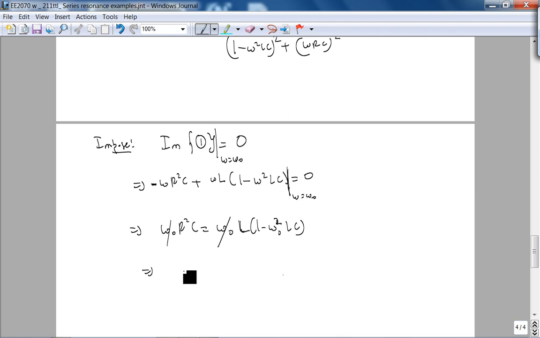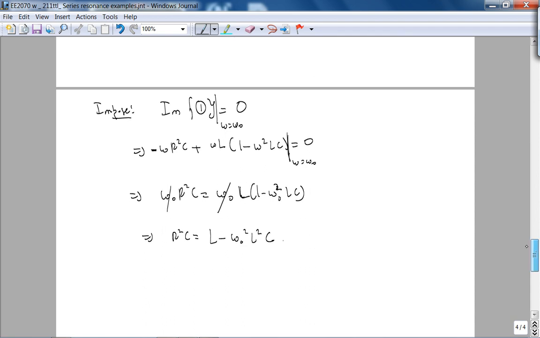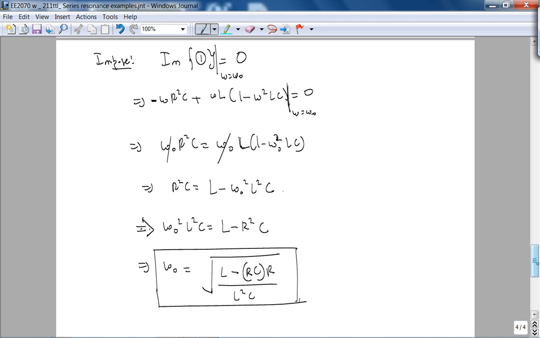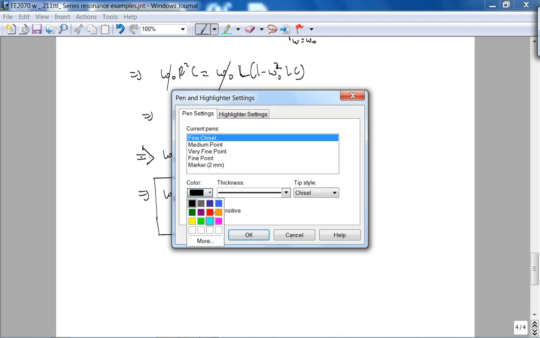So basically what we get at the end is R squared C equals L minus omega naught squared L squared C. Therefore, omega naught squared L squared C is L minus R squared C. This implies omega naught is the square root of L minus R squared C over L squared C. And you can see this is not an elegant expression, like 1 over square root of LC. However, something very important: how do you even check this answer?